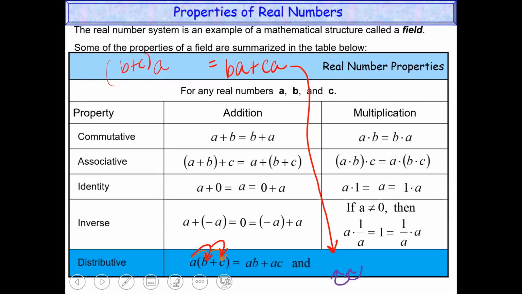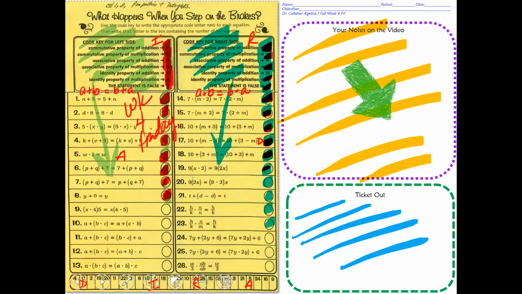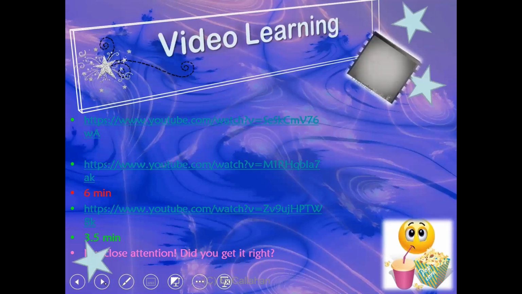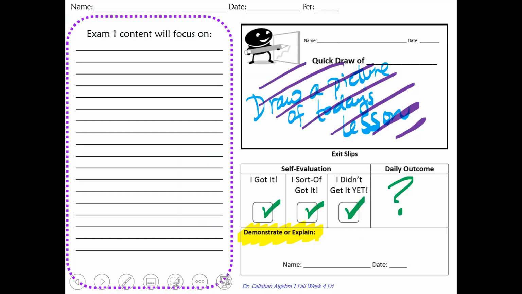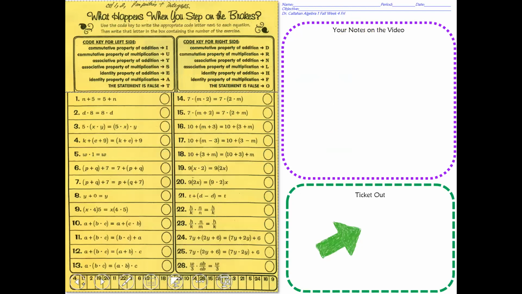Okay, well, now that we're done with these 4 properties, you are now going to match them to this worksheet right here that's also in your packet. It says, what happens when you step on the brakes? Well, let's go over just a few, okay?